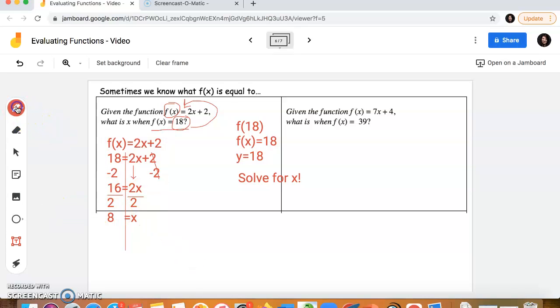And that's your answer. So in this case, they had given you what y is. They gave you the output, they told you it was 18, and you had to find what the input, the x, is. Right? We'll do the same thing for the next problem.